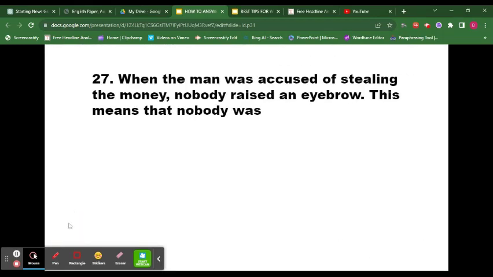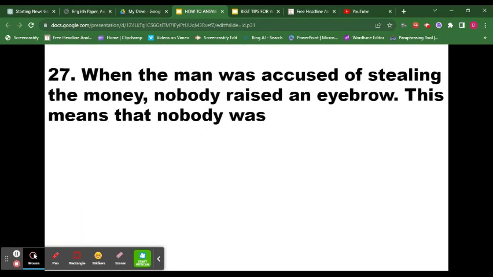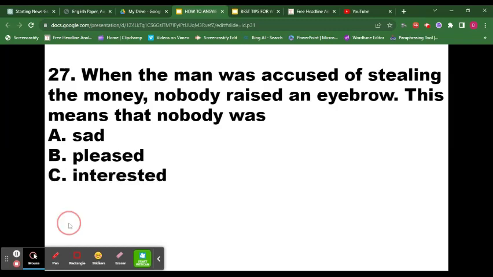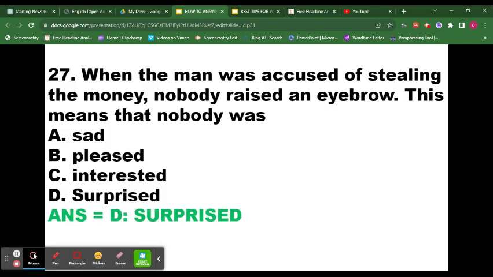Question number 27. When the man was accused of stealing the money, nobody raised an eyebrow. This means that nobody was, of course, when you raise an eyebrow, you are surprised. So A, sad, B, pleased, C, interested, and D, surprised. So the correct answer is D. If no one raised an eyebrow, that means nobody was surprised. They already knew that the man was a thief.